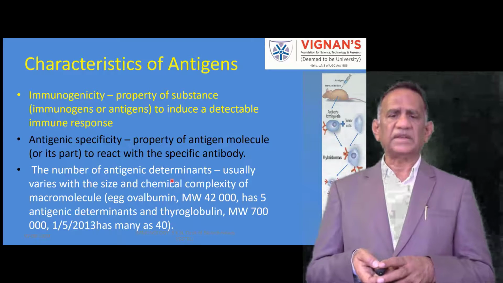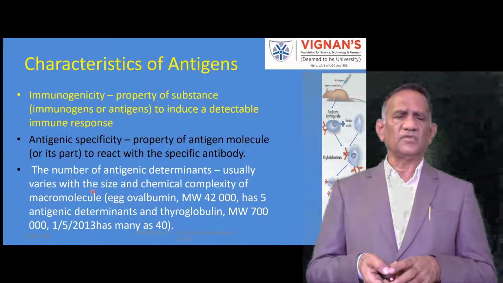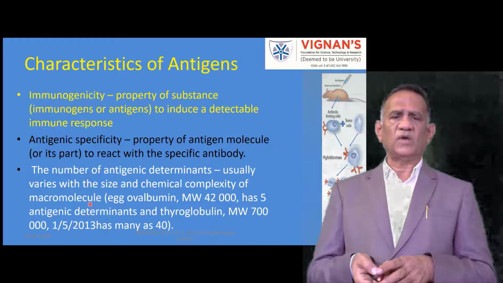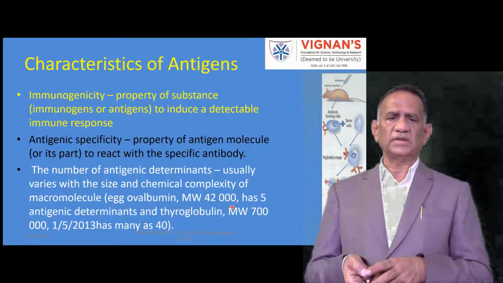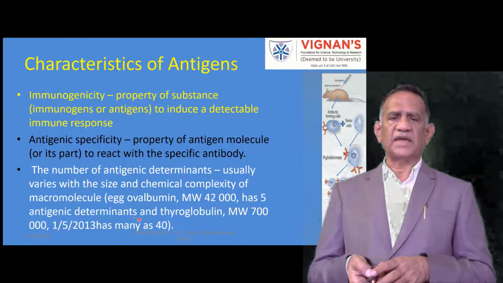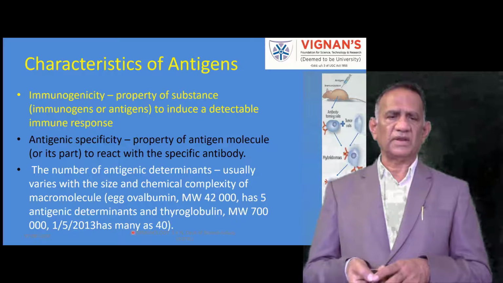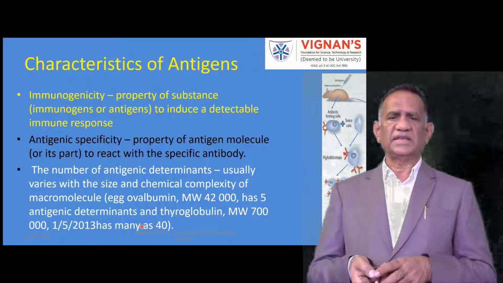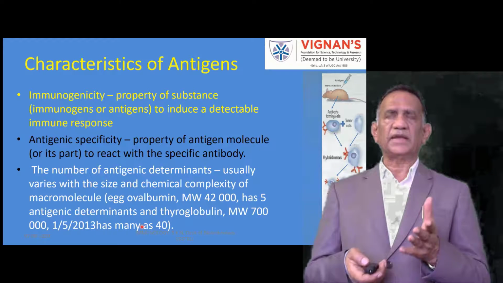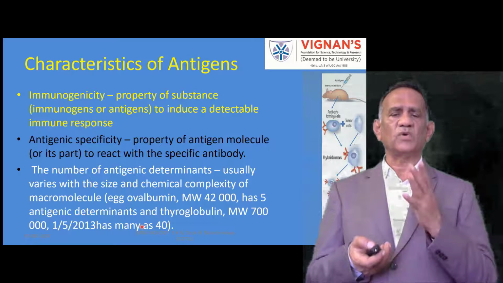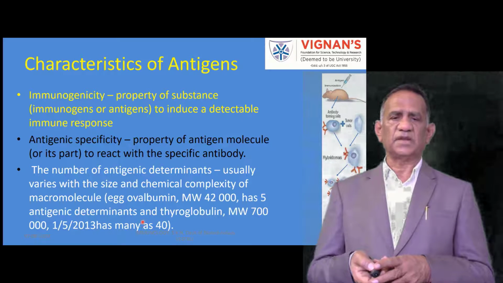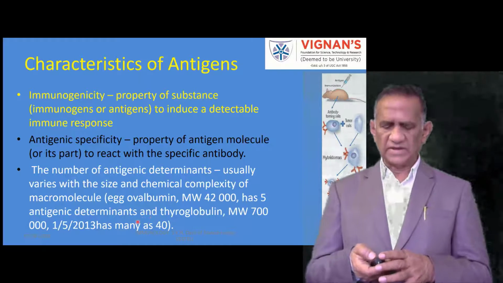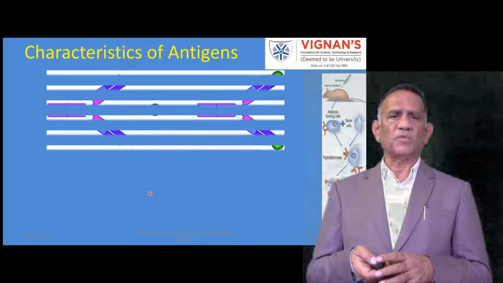Okay, the number of antigenic determinants usually varies with the size and chemical complexity of the macromolecule. So let us say, for example, egg ovalbumin, molecular weight 42,000, has 5 antigenic determinants. And thyroglobulin, with a molecular weight of 70,000, has as many as 40 ADS, the antigenic determinant sites. Like this, if we take hemocyanin, which is an immunogen, it will have more than 100 ADS, or epitopes. So the molecular size determines the number of antigenic determinant sites. Okay, so let us see some more characteristics of the antigen.